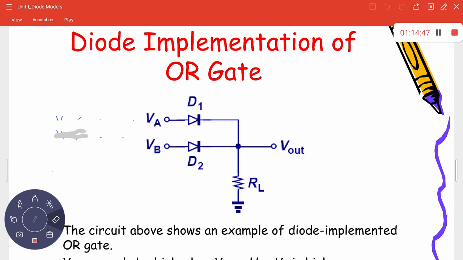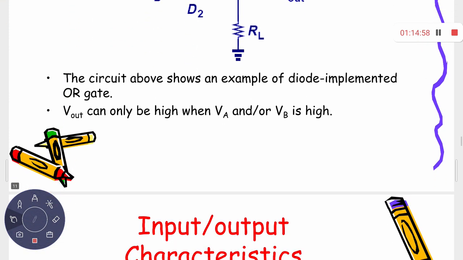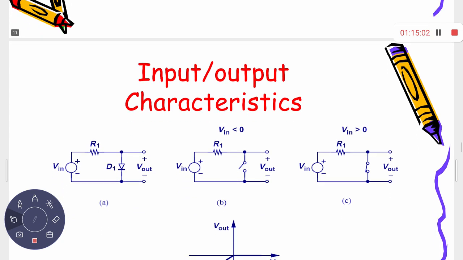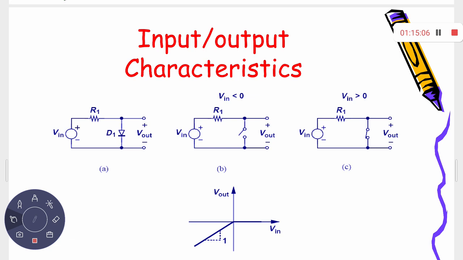Now let us move to an even more complicated circuit, or rather the same circuit with some different types of modules. Previously, in the last circuit, the diode and resistor were connected in series.